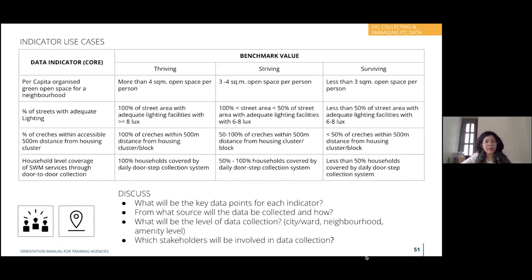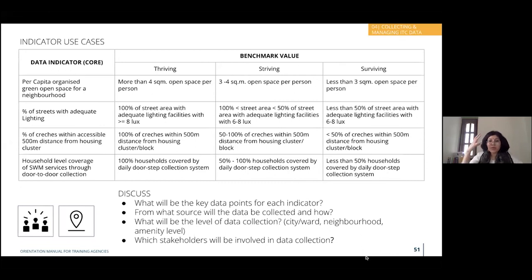The household level coverage of SWM services through door-to-door collection. Where will we get this data from? This data is available with the ULBs. Yes. Normally they have a daily door-to-door collection system. So most of the ULBs will have this data. I did the Swachhata Sarvekshan and the SLB benchmarks, right? So this is something that the ULBs will have, whether the cities have 100% collection or not.